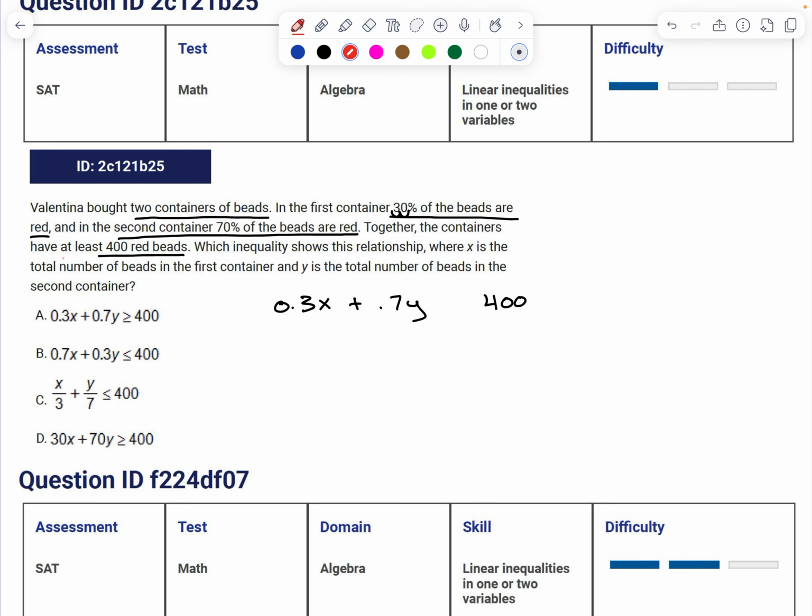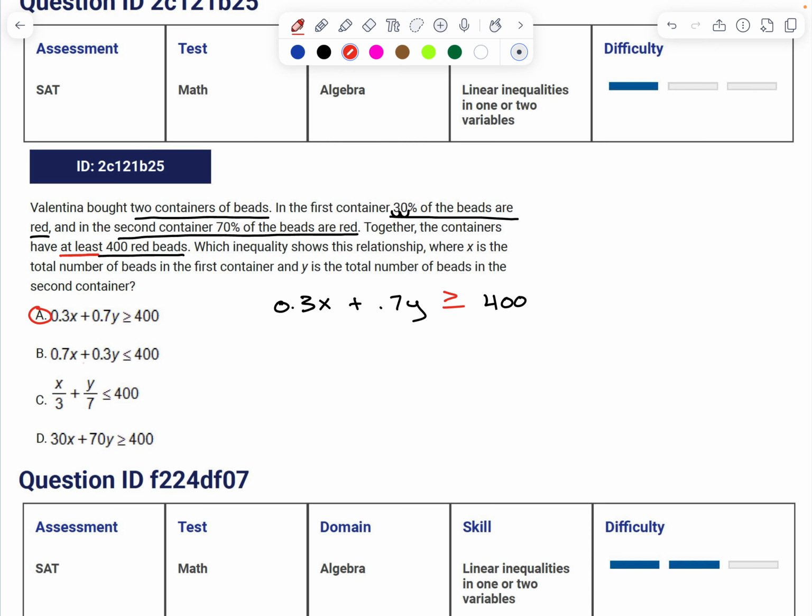We did not circle or underline this. This is very important. At least means that it has to be at least, if not bigger than. So I'm going to use the red. 0.3x plus 0.7y is greater than or equal to 400. So these beads have to be greater than or equal to that to be true. So if that's the case, that is A.